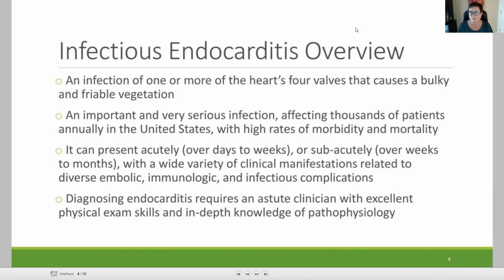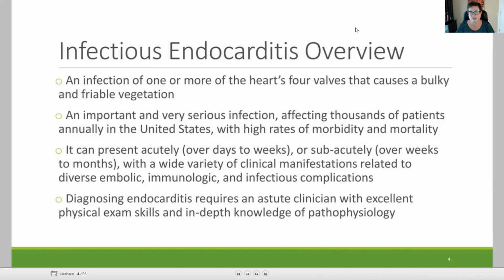So this is a great overview of infective endocarditis. When we think about infection of one or more of our valves, we always fear development of vegetation. This vegetation can be very significant, can cause clinical significance to the patient, and in about 50% of the population, they will need surgical intervention. So it's very important that we manage these patients appropriately.